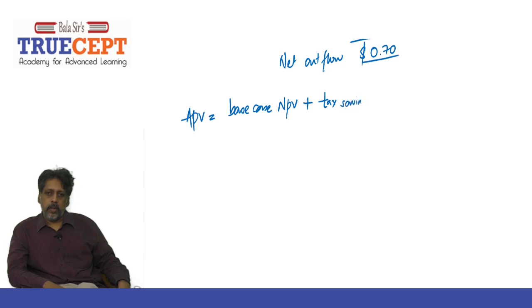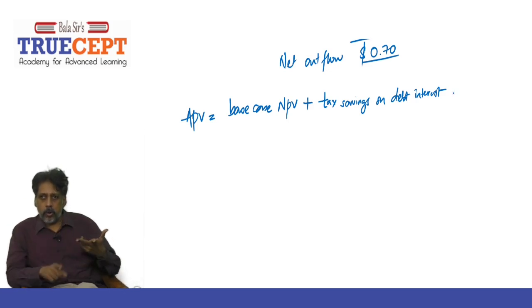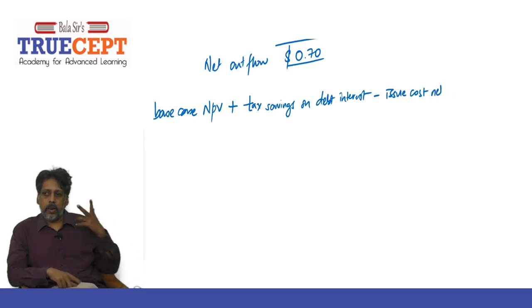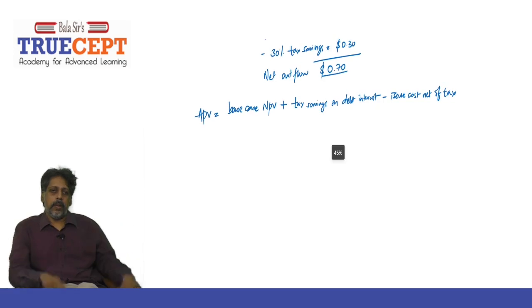Okay? Why plus? It's a positive financing side effect. Then minus issue cost, minus issue cost net of tax. Why minus? It is a negative financing side effect, cash outflow, right? This is your APV now.